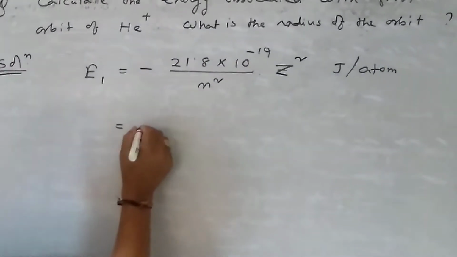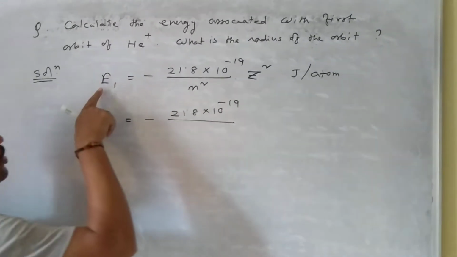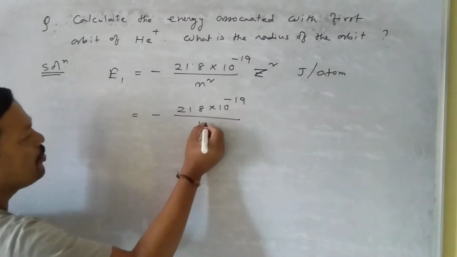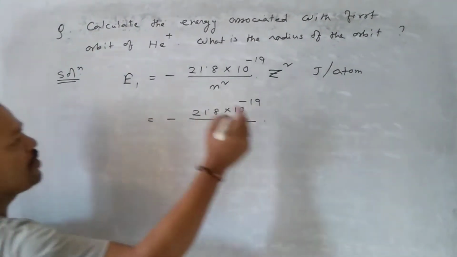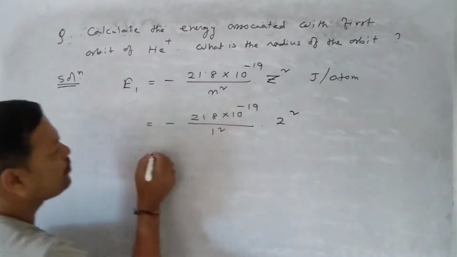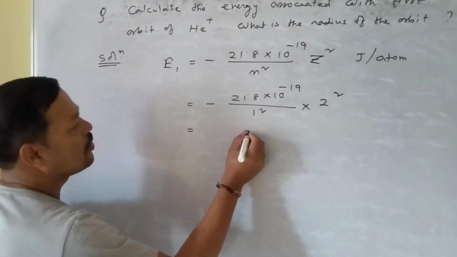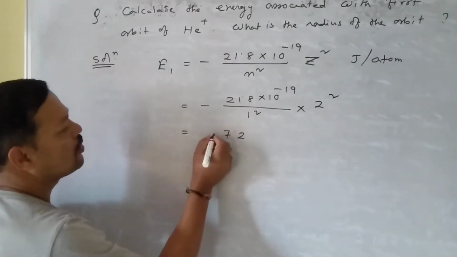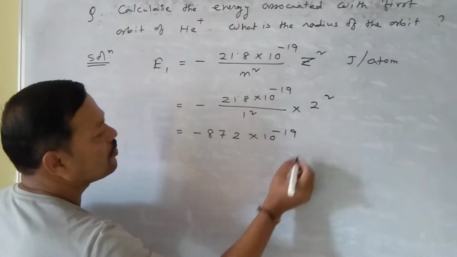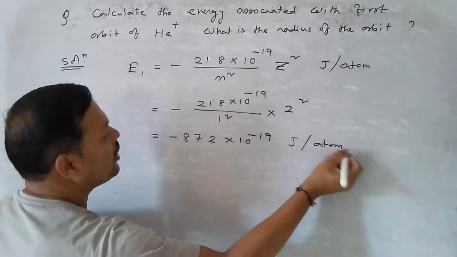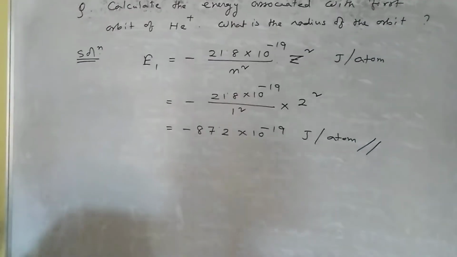So now you put the value, minus 21.8 into 10 to the power minus 19. You have to determine the energy of the first orbit, that's why the n value is 1 square, and Z is the atomic number. Since it is helium ion, helium atomic number is 2, that's why it becomes 2 square. 2 square means 4, you multiply 4 with this, 87.2 into 10 to the power minus 19 joule per atom. This is the energy associated with the first orbit of helium ion.